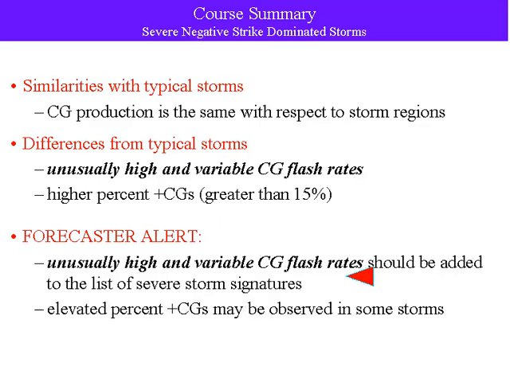As far as severe NSD storms, again, the CG production is the same with respect to the storm region as the typical storms. But within these severe storms, we see unusually high and variable CG flash rates. In addition, the percent positive CGs tends to also be greater than 15%, but by definition is less than 50%. So the forecaster alert here is that unusually high and variable CG flash rates should be added to the list of severe storm signatures, and elevated percent positive CGs may be observed in some of these severe NSD storms.